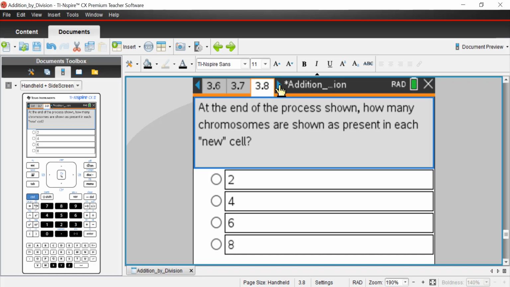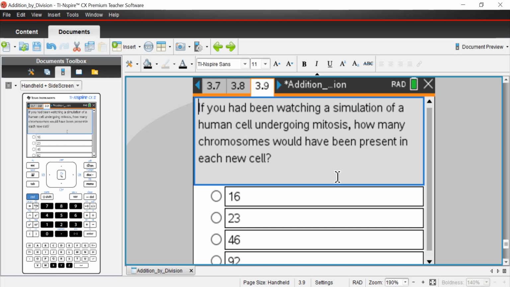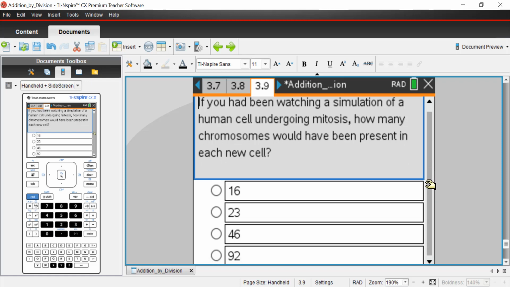Page 3.8, at the end of the process shown, how many chromosomes are shown as present in each of the new cells? And so the answer here would be one complete set of chromosomes. So two, one from mom, one from dad. Don't forget, we're diploid organisms. And then I think this is the last one. If you've been watching a simulation of a human cell undergoing mitosis, how many chromosomes would have been present in each new cell? And so remember, humans have 23 pairs of chromosomes, one from mom, one from dad. So the total number of chromosomes would be 46.